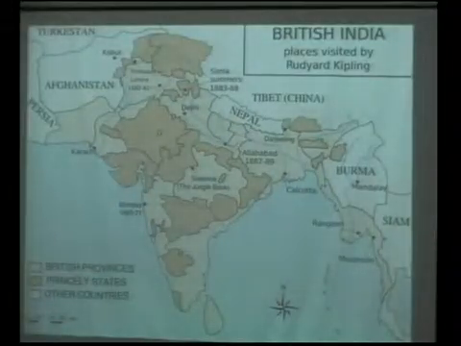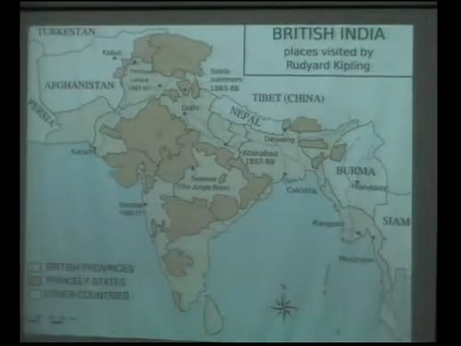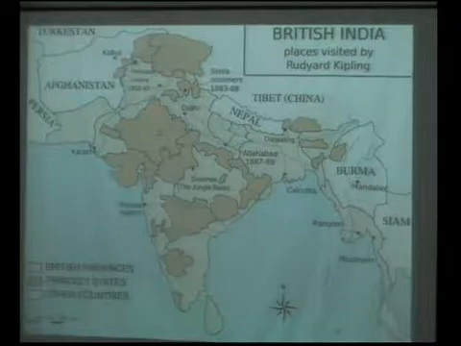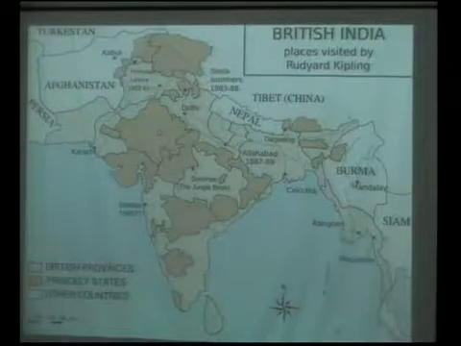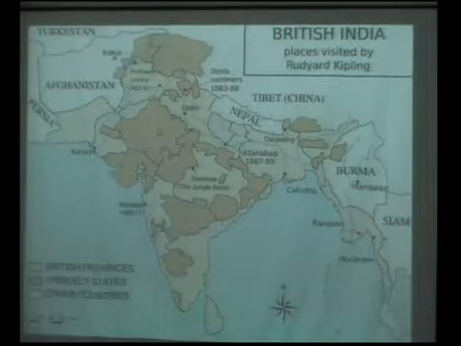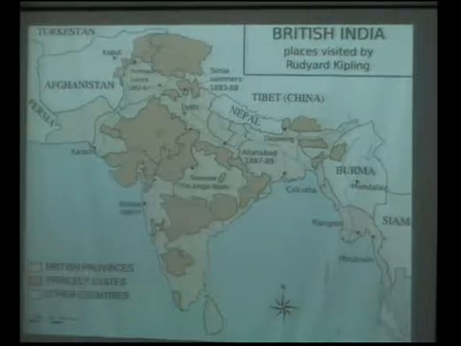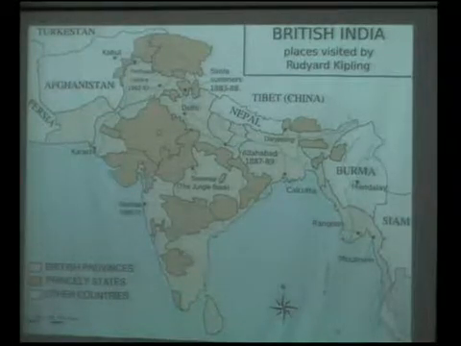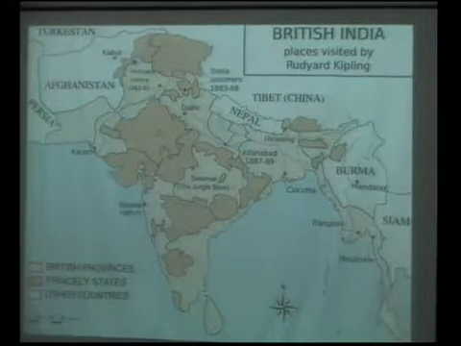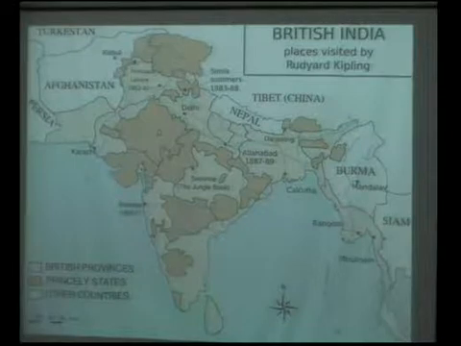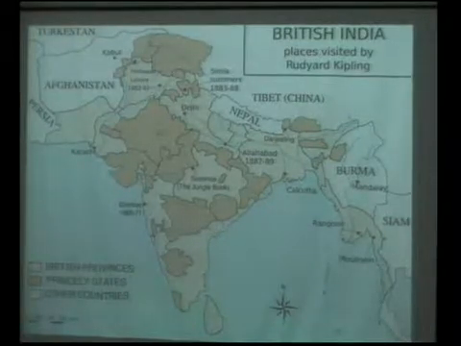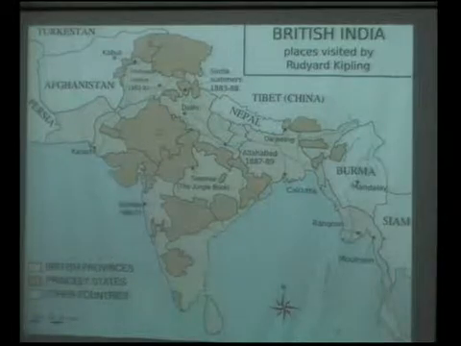We have a little map here, which, if you look at the colors, highlights the British provinces and the princely states. If you leave out the other countries which are in white, then we have almost the entire Indian subcontinent under the British rule. You can pay a little attention to the provinces that are marked in a light pink color. There are some places which are highlighted in red dots, and these are places visited by Rudyard Kipling.